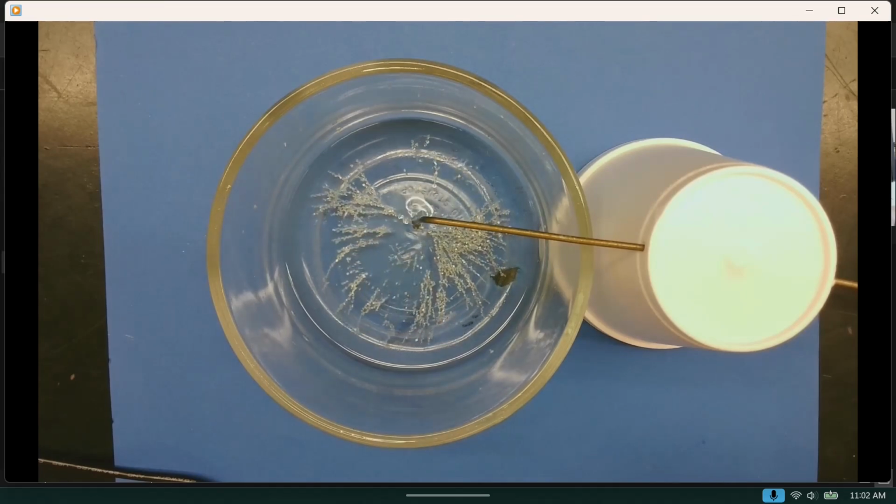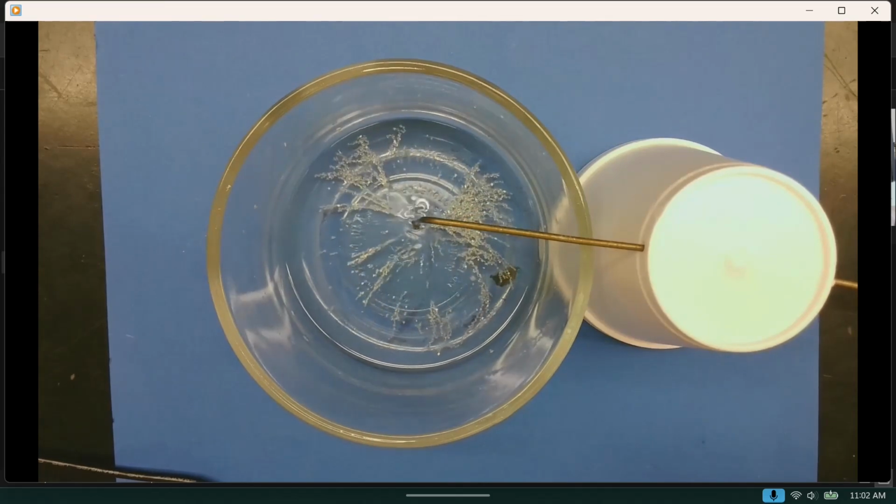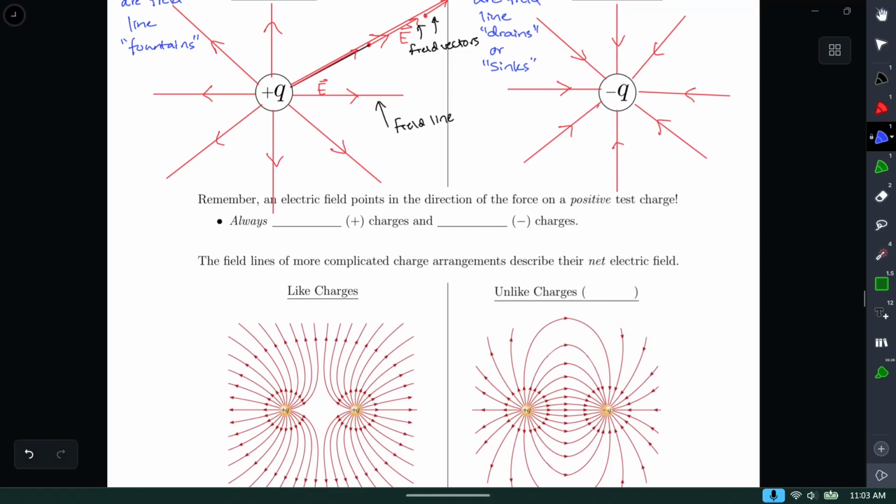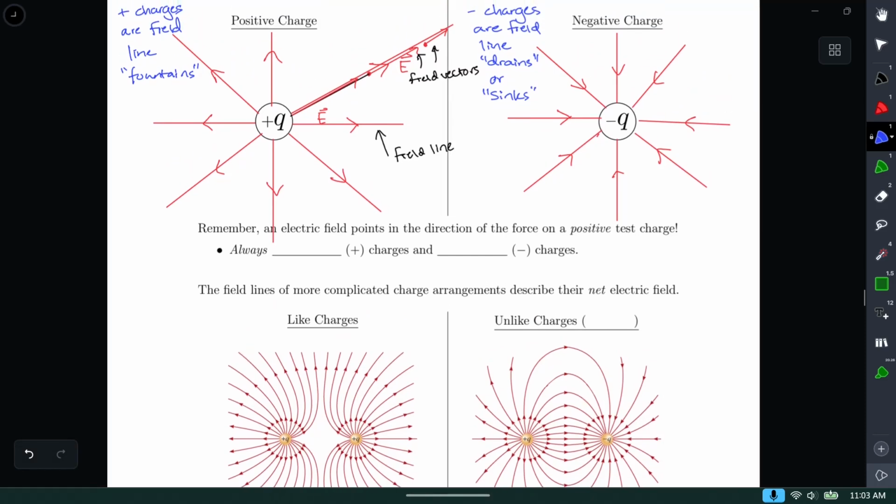You see that nice radial field? The reason it's forming wings is because the seeds also have their own little electric fields, and they're attracting or repelling each other. And that's why we don't get a perfect, pretty picture like we would if there were really only one charged object in this bowl.